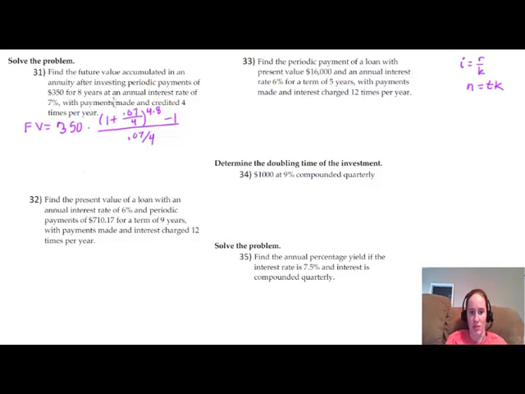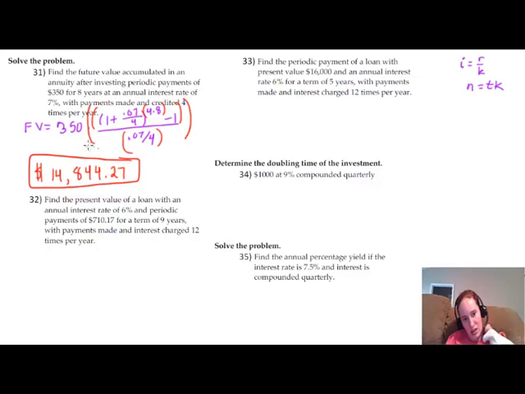So if your calculator doesn't make the fancy fractions, keep in mind that the top and the bottom need parentheses, and I would also put another parentheses maybe around this whole fraction just to make sure that it does it right. And then you probably should have a parentheses around 4 times 8, or just do 4 times 8 and put that in instead. If you do all this correctly, you should get $14,844.27.